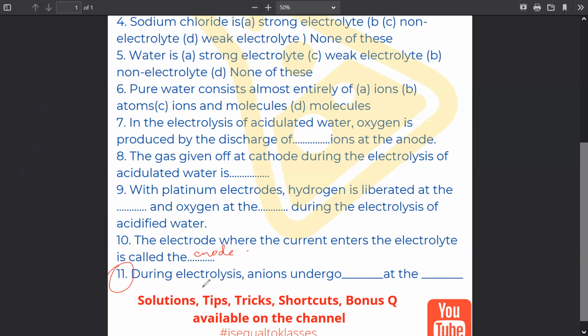11th question and the last question. During electrolysis, anions undergo oxidation at the anode. So this is the end of the chemistry MCQ.